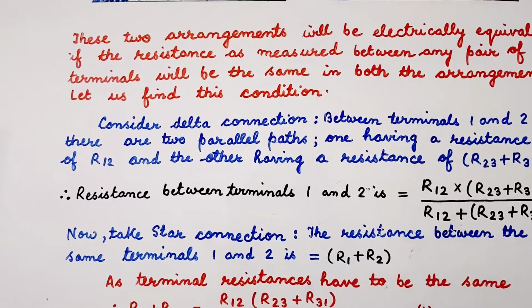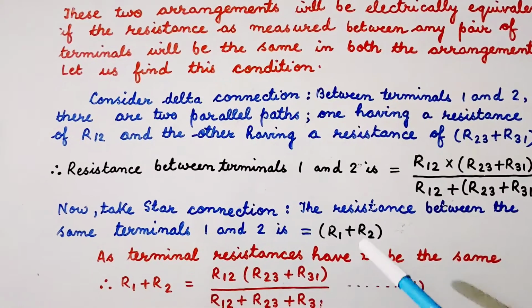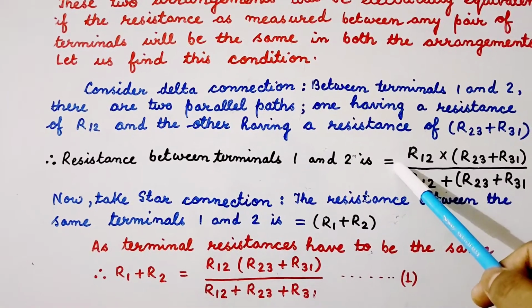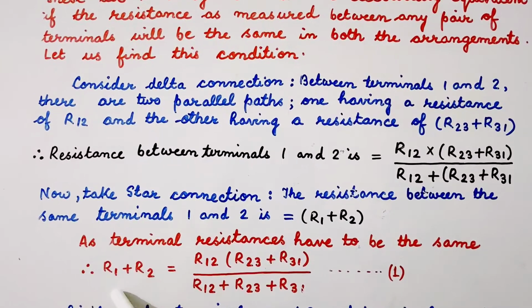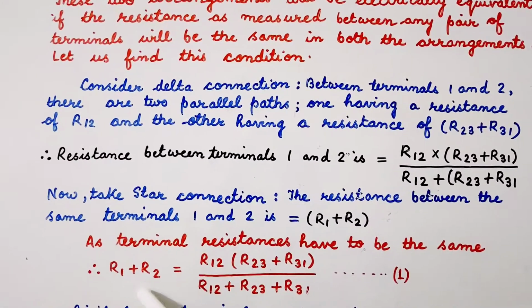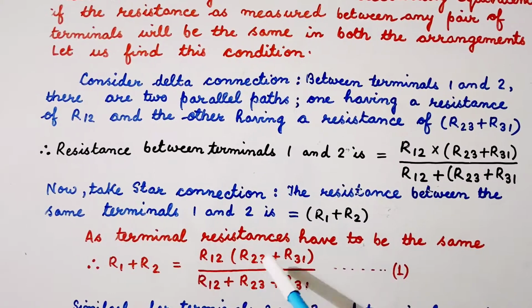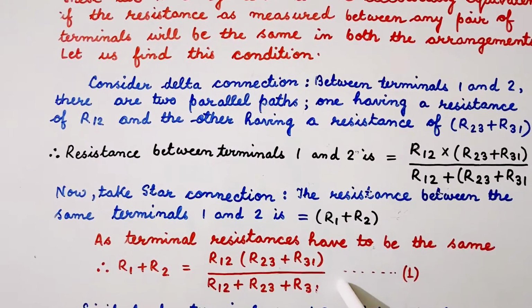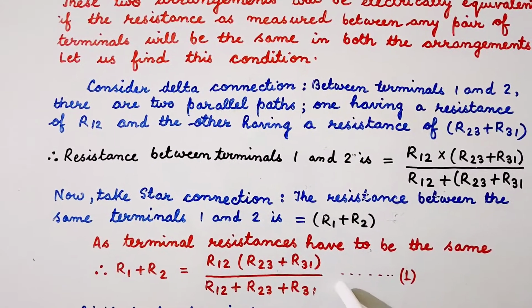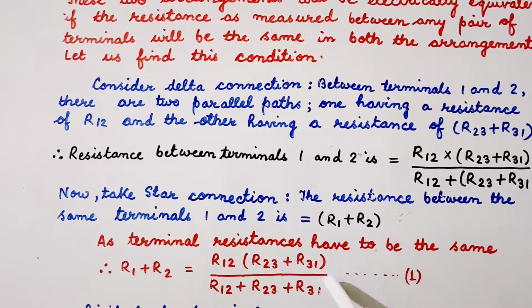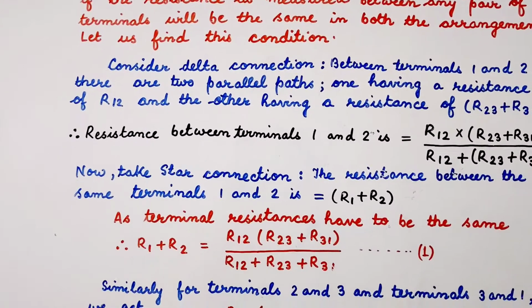Now since the resistance across the terminals should be the same in both the connections if both are equivalent to each other, we will equate this value with this value. That is, the equivalent resistance between the terminals 1 and 2 in case of star will be equal to the equivalent resistance between the terminals 1 and 2 in delta. Let us call this equation number 1.